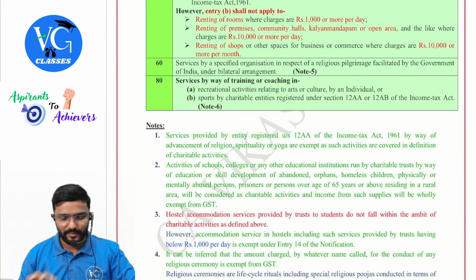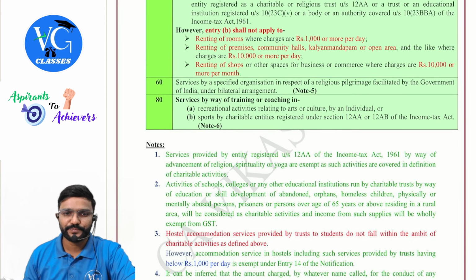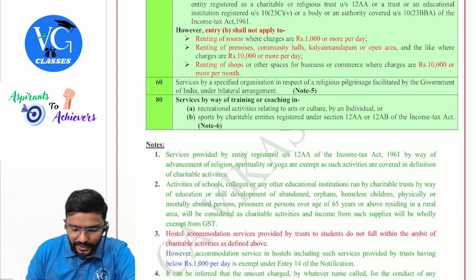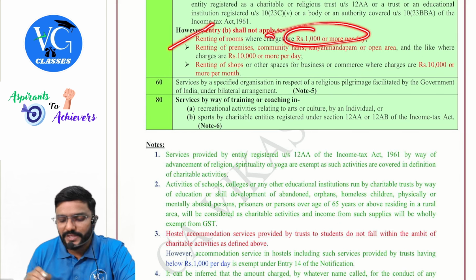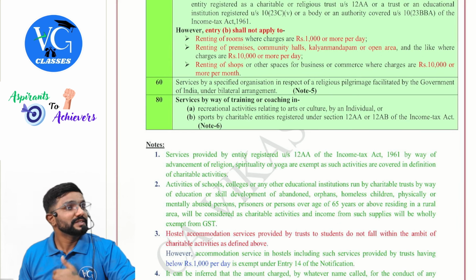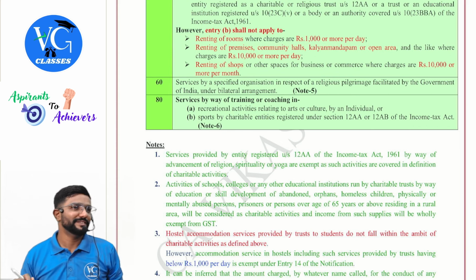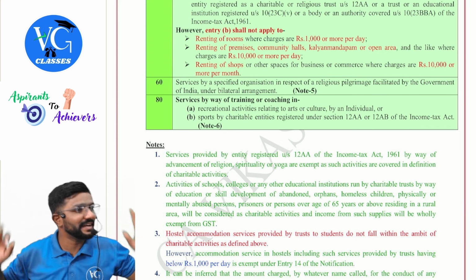What is it? We will see. Some conditions, some monetary limit is there. However, entry B shall not apply to renting of rooms where charges are 1000 rupees or more per day. Sir, if it is less than 1000, not taxable. 999, not taxable. 1000 or more, fully taxable.